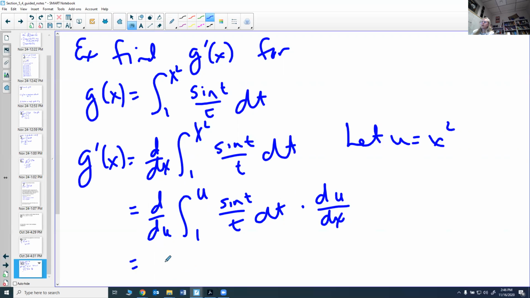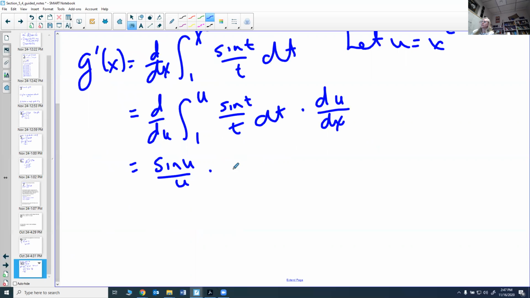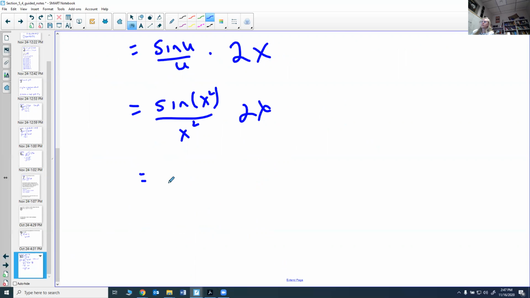So what we need to do is think of this as going to be the sine of u over u times the derivative of u with respect to x. Well, u is x squared, so the derivative of that is 2x. Now, the last thing to do is replace in what u is equal to. u is equal to x squared. And then you can simplify this. So you get 2 sine of x squared over x.